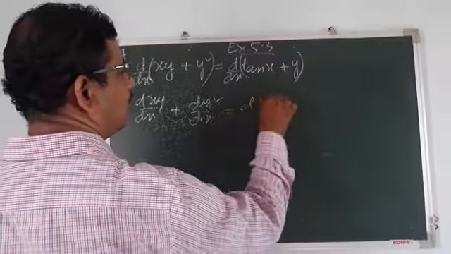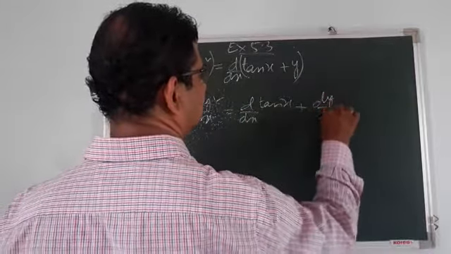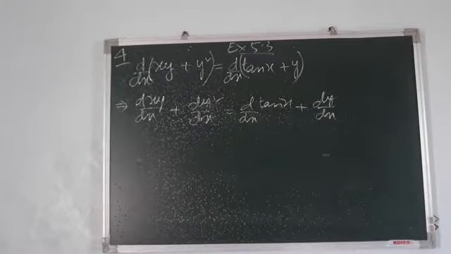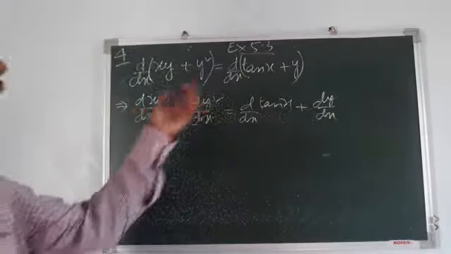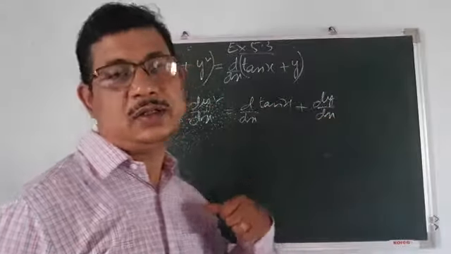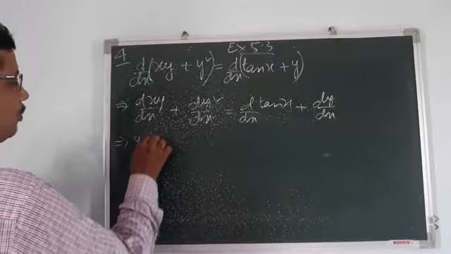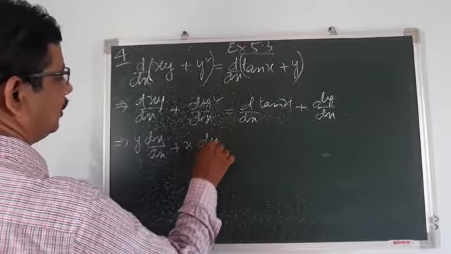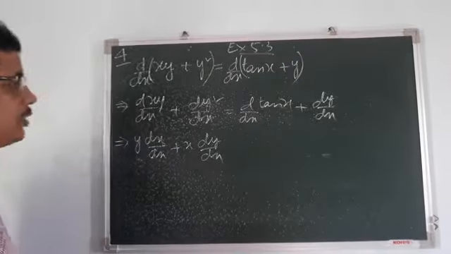What we have done here? We have written d/dx of this. Here we have taken d/dx to each individual term: d/dx of xy, d/dx of y square, d/dx of 10x, and dy/dx. It is a product of u and v form. First I have taken y outside, then I have taken x outside.